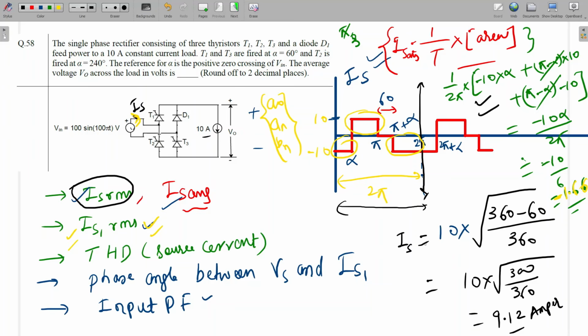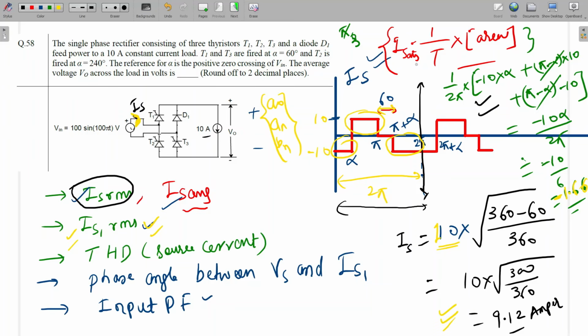So how can we calculate the RMS value of the source current? It will be the magnitude of this value, 10 into 360 minus 60, because for this 60 it is not conducting, so 360 minus 60 divided by 360. This will be the RMS value of the source current here. Okay.